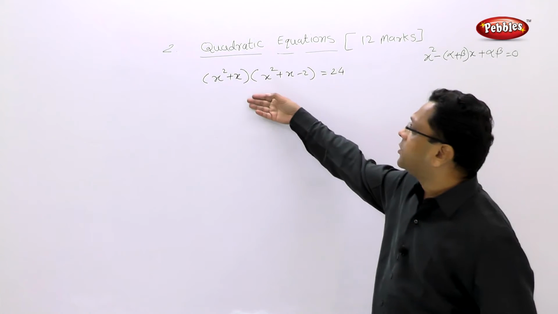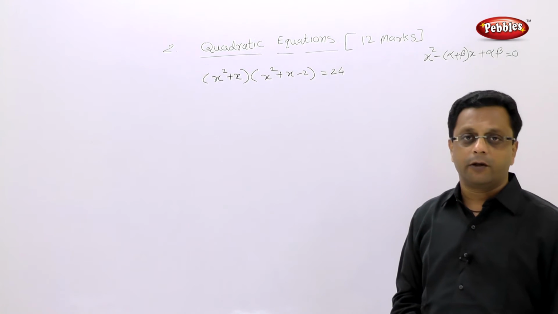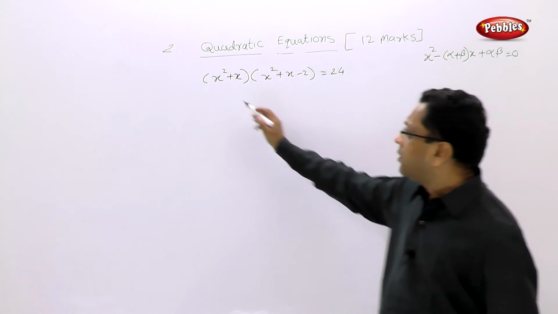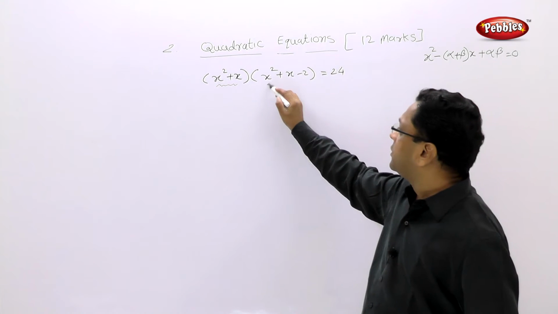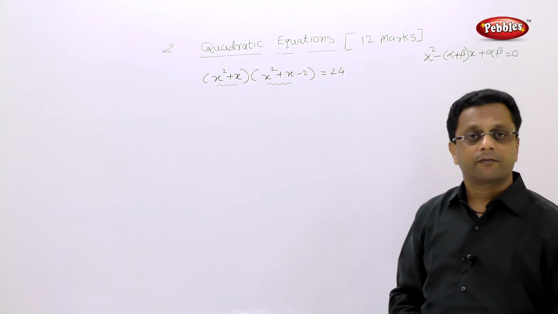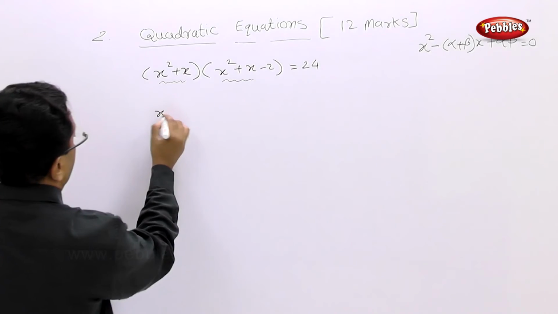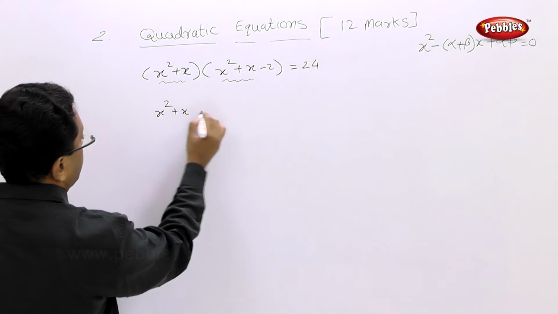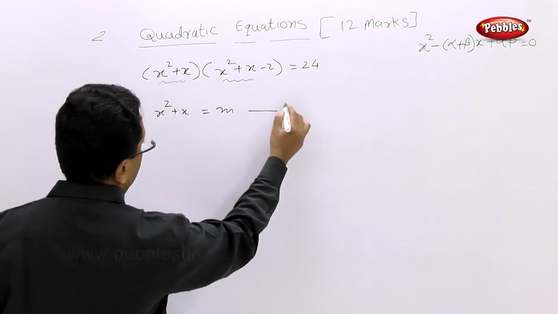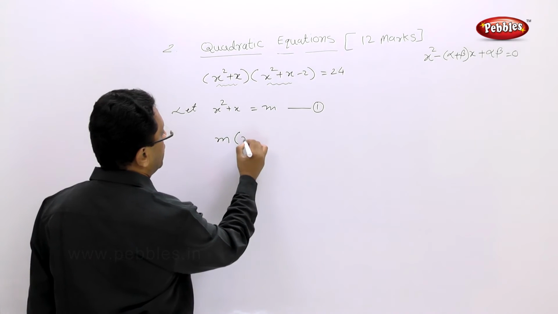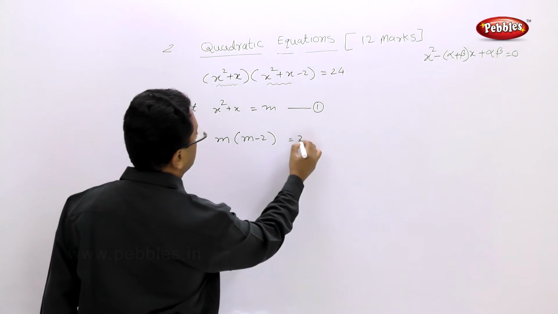Just observe this carefully. Don't you see that this and this is common? So can we substitute this for m? x square plus x is equal to m. m into m minus 2 is equal to 24.